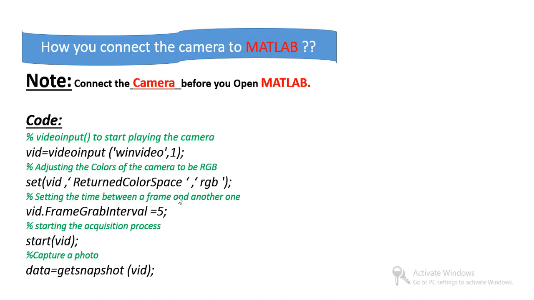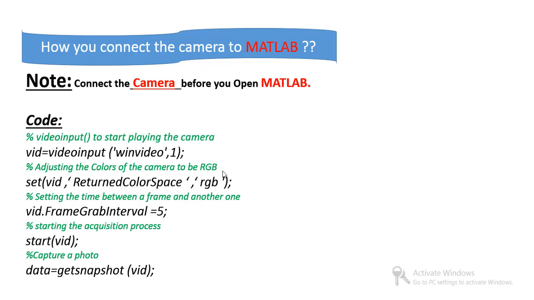How do you connect the camera to MATLAB? At the beginning, you should connect the camera before you open MATLAB. You should connect the camera before you open MATLAB. And for the code for running the camera, first of all, you will use this function videoinput to start the camera. Video refers to the cameras that you have connected to MATLAB, and 1 or 2 or 3, this is the index of the camera, okay?